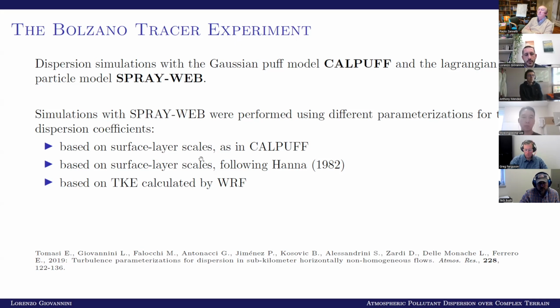parameterizations, but we are not entering into these details. A Lagrangian particle model is a completely different model, let's say, because it treats each particle in a separate way. So each parcel emitted by the source will follow a different path and will be affected by the mean wind and the turbulence which is present in the atmosphere.